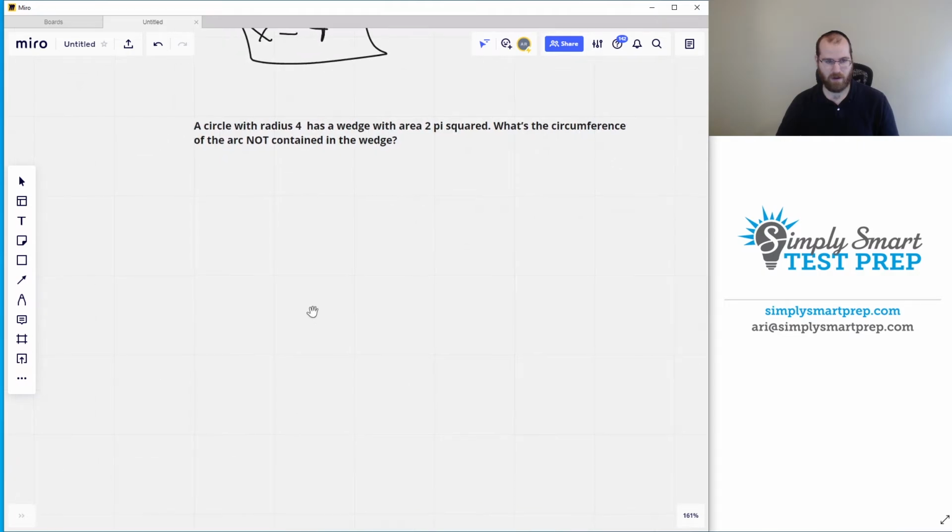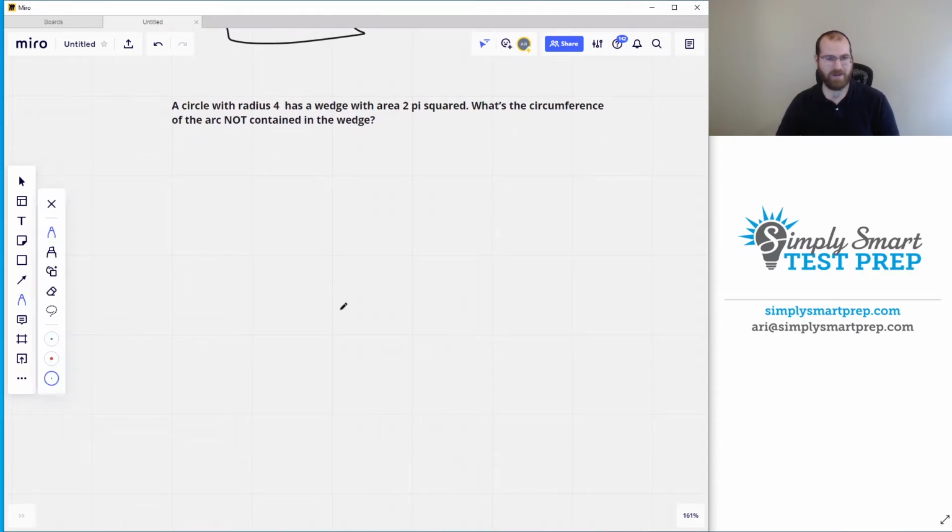Okay, good. This last one is a homebrew, and this is pretty much as difficult as it gets. You're not going to see all of these little confusing parts in one problem, but you will see them on the SAT. So let's jump right into it.